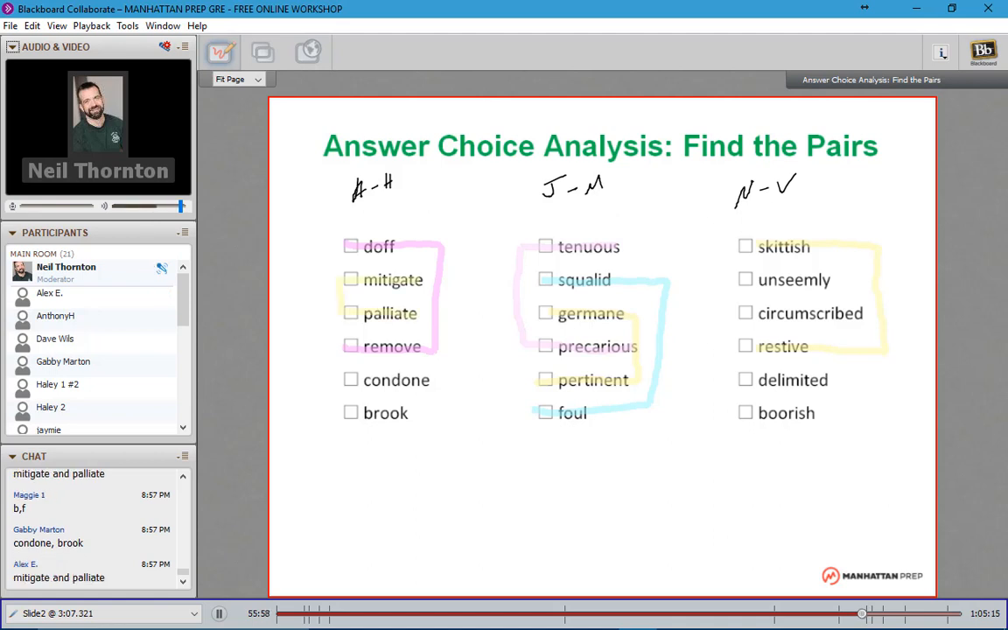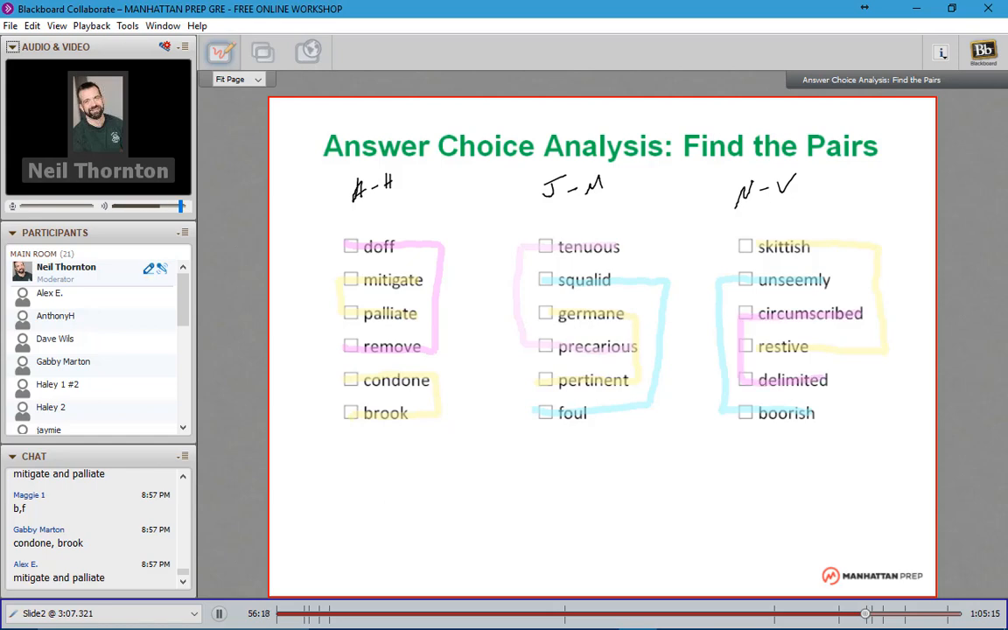Cool. Condone and brook. That's another pair as well. I like that. So those are there. And then also just to play around, if I'm right, unseemly behavior and boorish behavior, and then also circumscribed and delimited.